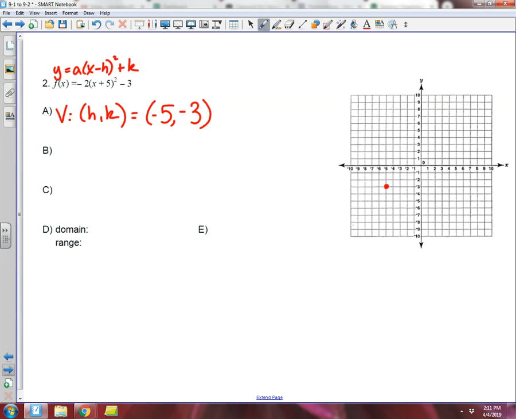Dalton, how you doing over there? Good? Okay, now that axis of symmetry cuts it right down the middle, right? Go ahead and draw that in there, please.